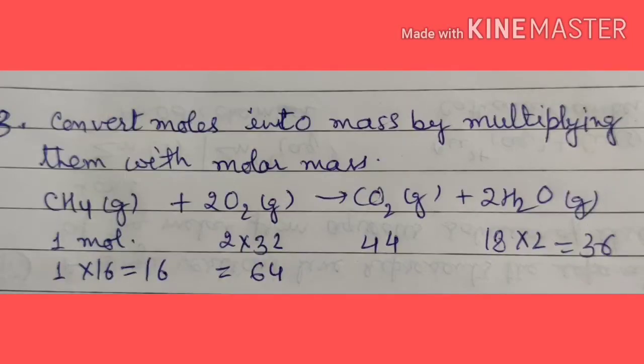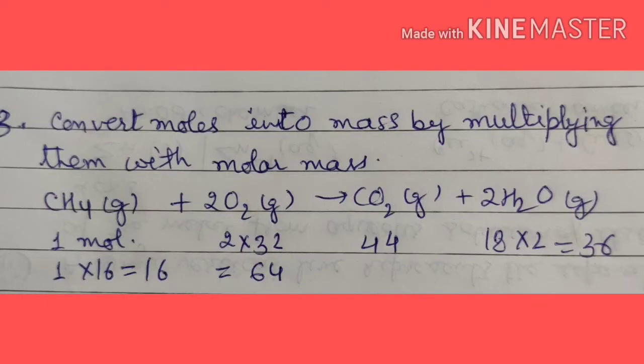Now the third point, we convert moles into mass by multiplying them with molar mass. So when we multiply with the molar mass, for methane the mass will be 1 into 16, that is 16 gram. The mass of oxygen is 2 into 32, that is 64 gram. And then in the products, the mass of carbon dioxide is 1 into 44, that is 44 gram, and 2 into 18 is equal to 36 gram of water.